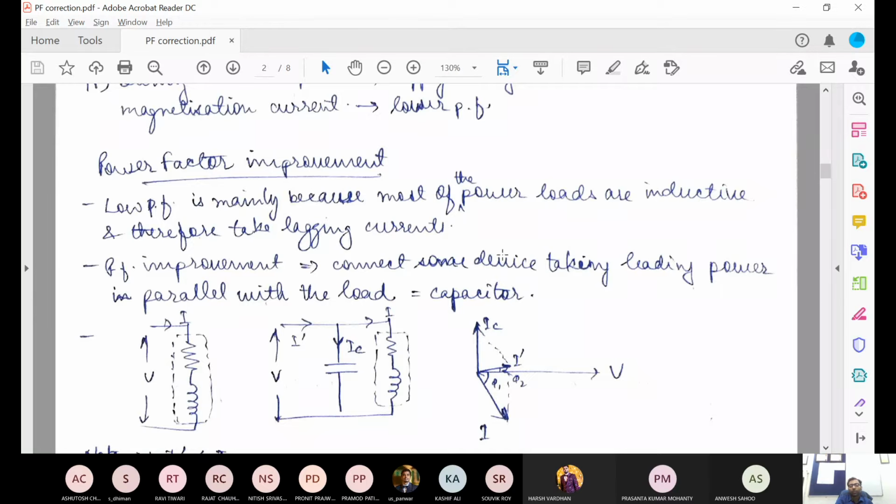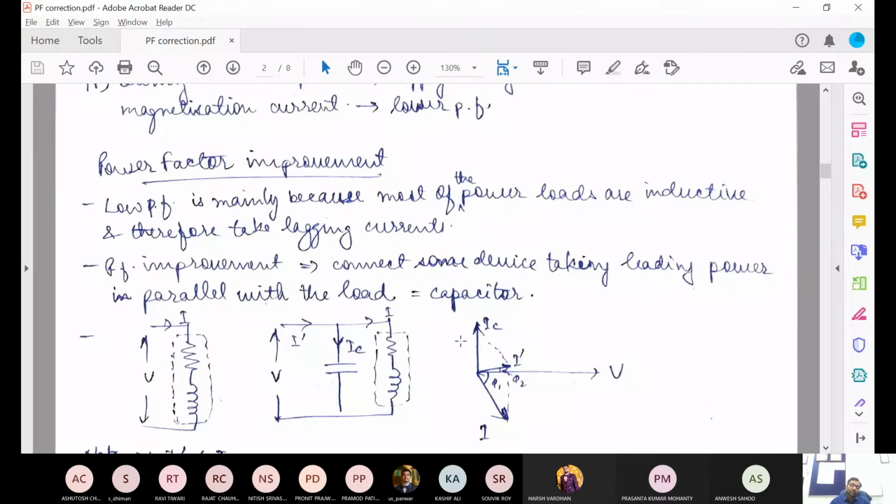Because the nature of the loads is overall inductive, we need to have some sort of capacitive device, and this can be of different types. One option is a simple capacitor bank, a group of capacitors which can supply a particular reactive power to the system. Another option is the synchronous condenser, which we'll look at later, a synchronous machine operating in the overexcited mode. Or there are other options.